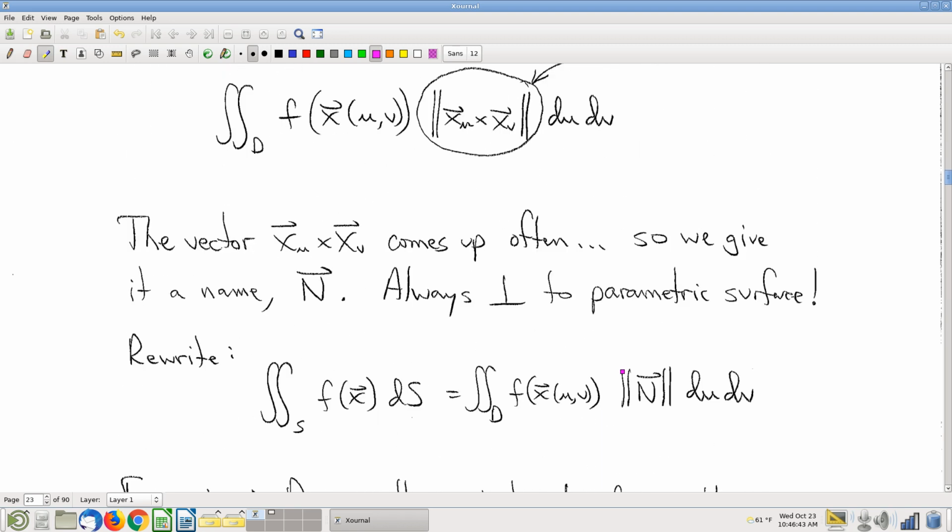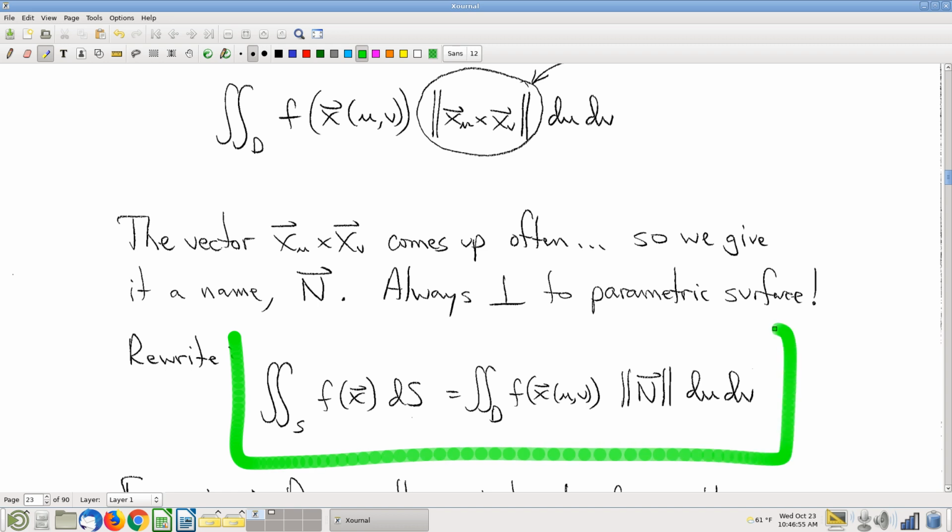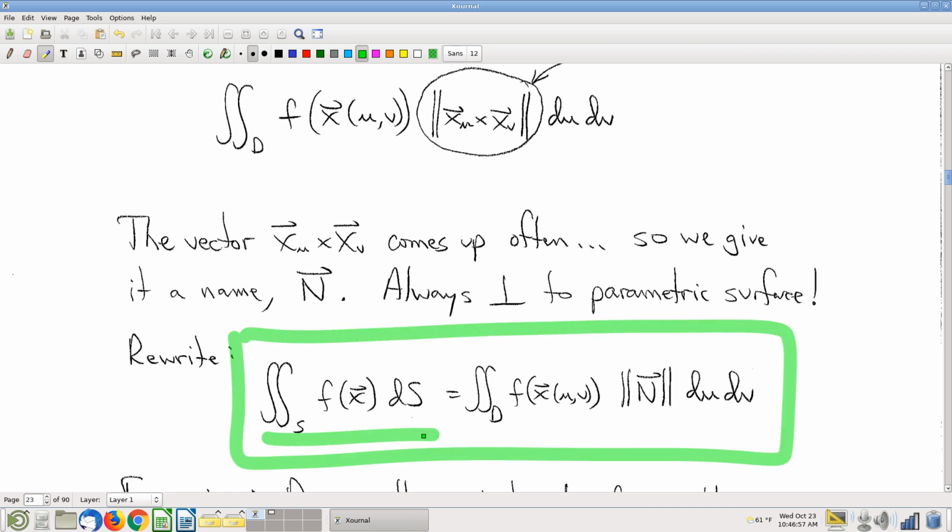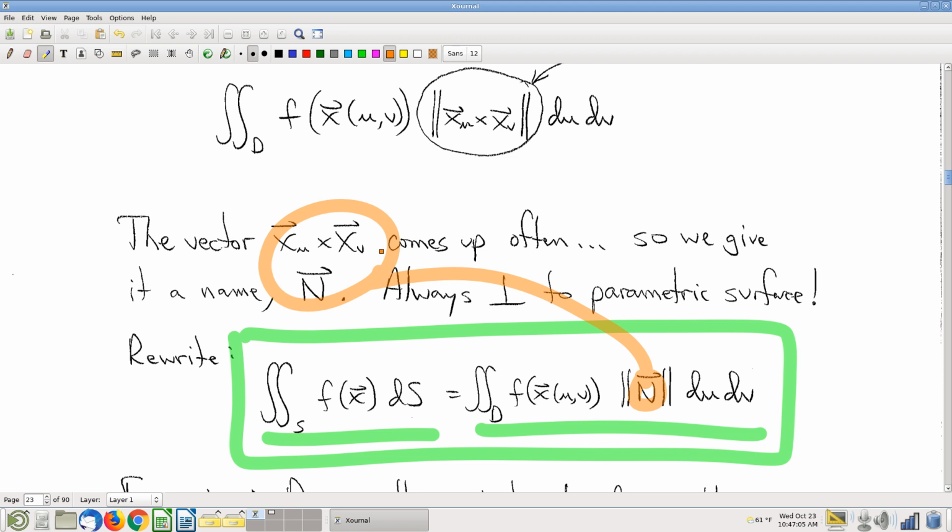Okay, so all this in mind, our stretching factor, we rewrite like this, with that vector having been rewritten like that. And so here's the formula that I want y'all to memorize, and that is if you want to do a pullback of a surface integral, there it is. And don't forget that capital N is XU cross XV.